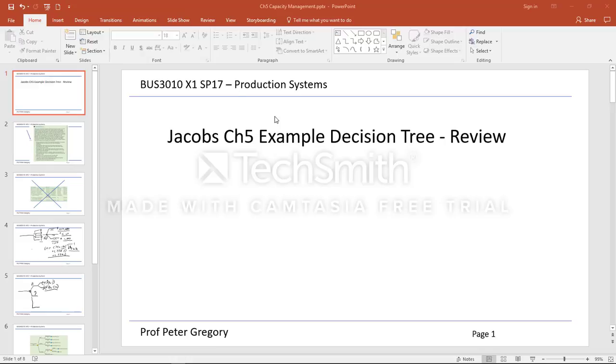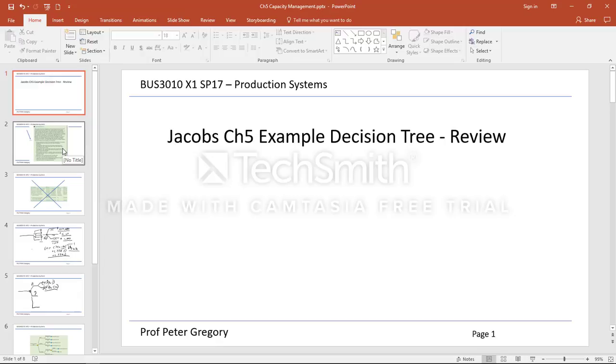And here's a video review of one of the major topics for Chapter 5, which is decision trees. Chapter 5, if you remember, has to do with capacity management. And this is going to bring up some topics you've learned in other classes and need to apply in here. So we're going to bring in some statistics or probability, and we're going to bring in some financial topics in the form of present value, okay?